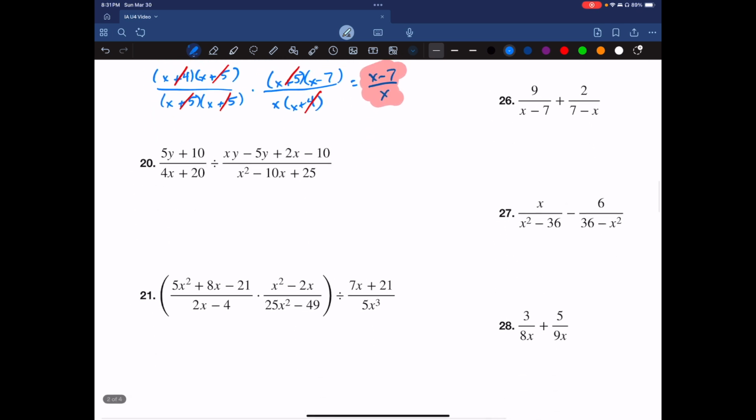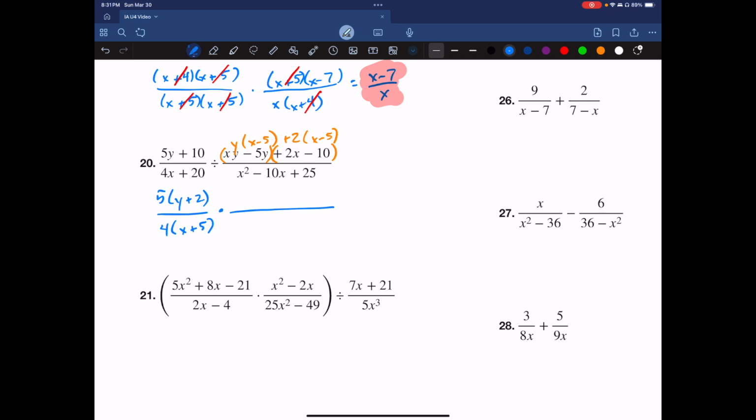20. Let's see, we have 5y plus 2, 4x plus 5. The interesting thing about 20 here is I have x's and y's that I have to keep up with. So just be careful with that. Real quick, I have 4 terms on top here, so this is going to factor by grouping. That's going to be y times x minus 5. And I take out a plus 2, gives me x minus 5.